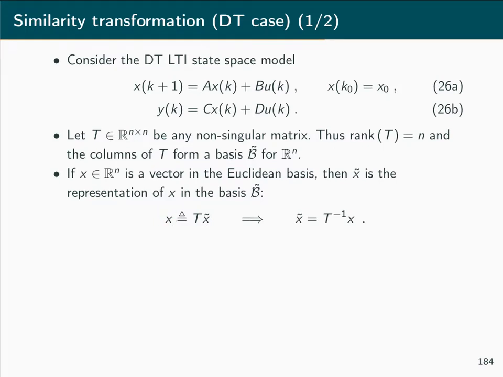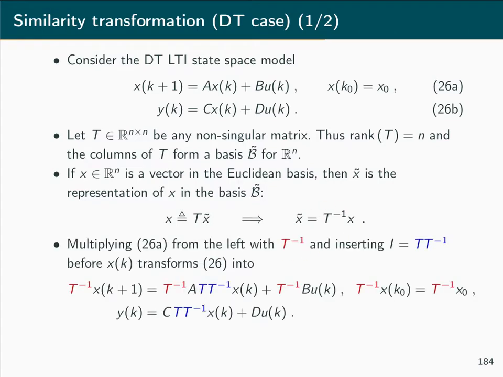Since the matrix T is invertible, we can also express this equation by writing x tilde is equal to T inverse times x. With this matrix T, which we also call a transformation matrix, we now modify our state space model in equation 26 as follows. First, we multiply the state equation 26a from the left with T inverse, which leads to a factor of T inverse in front of each term of the state equation and also of the initial condition. And second, we insert the identity matrix, which can be written as T times T inverse, once in the state equation and once in the output equation.